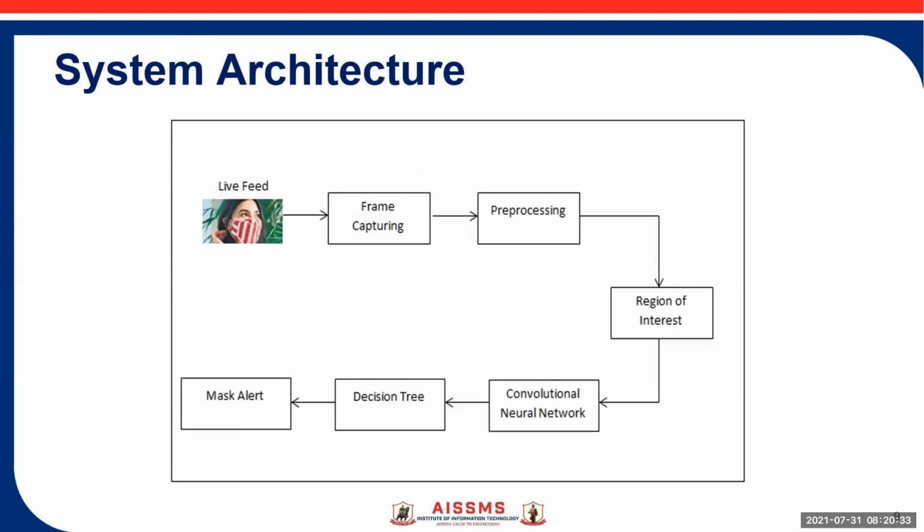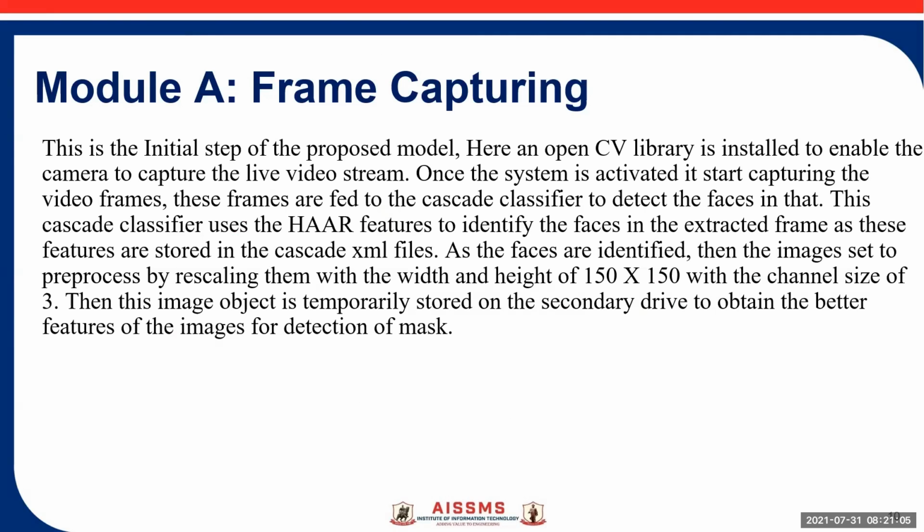So this is the system architecture. Live feed will be taken, in the form of image or in the form of video. Then the frame capturing will be there. The next step will be pre-processing, then region of interest, then the convolutional neural network where the image will be classified. Then the decision tree will give a decision whether the person is wearing a mask or not, and there will be a mask alert. Green will signify that the person is wearing a mask, and red will signify that he or she is not wearing a mask.